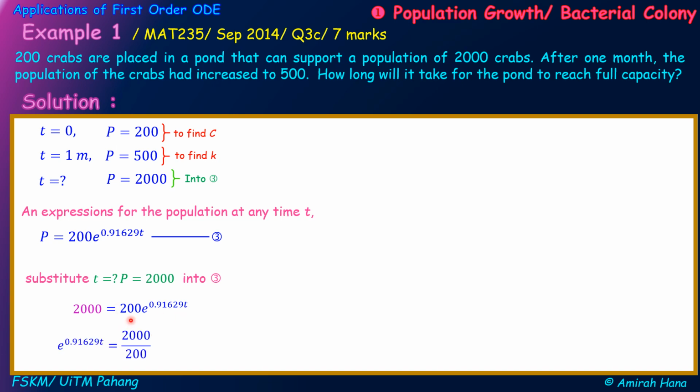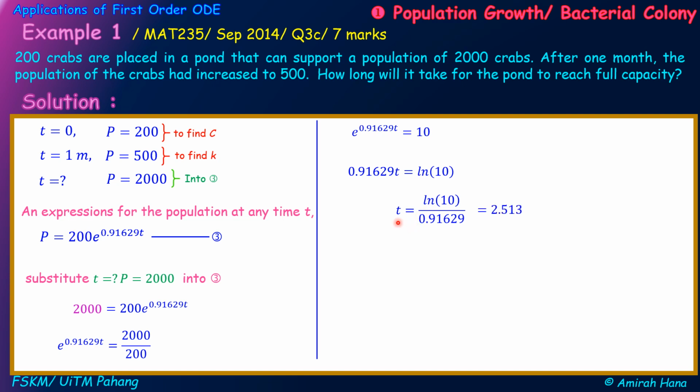So we can move 200 to the left hand side, and it becomes 2000 over 200. Then we simplify. We want to find the value of t, so we need to move e to the right hand side. When we move e to the right hand side, it becomes 0.91629t equals ln 10. And then we can solve using a calculator. So t equals 2.513.